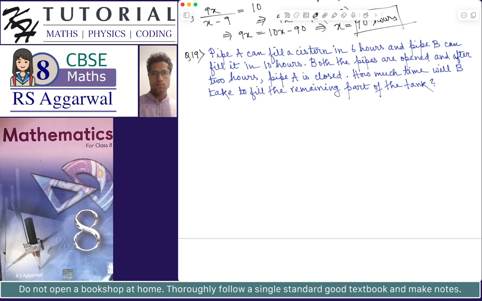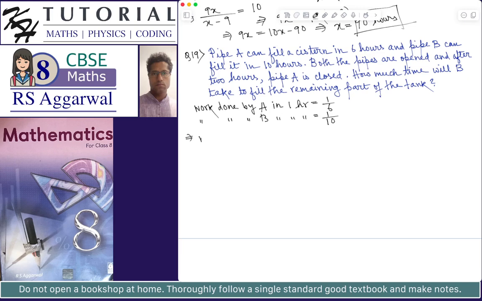Okay, so let's solve it step by step. Work done by A in 1 hour is equal to 1 by 6. That is, 1/6 of the tank is filled in 1 hour by the tap A alone. Similarly, work done by B in 1 hour is equal to 1 by 10.